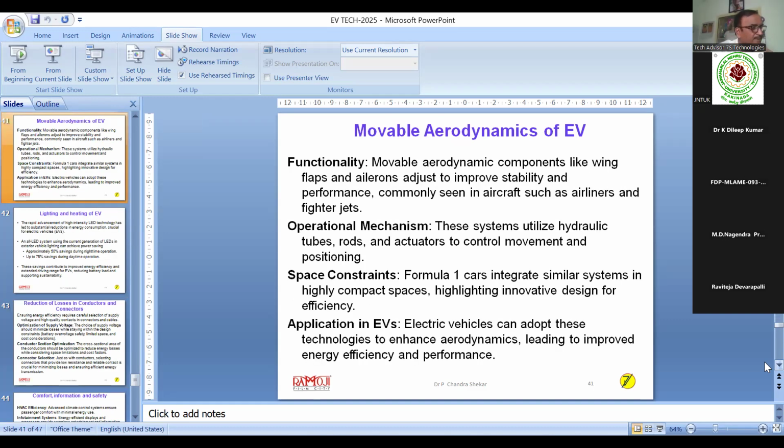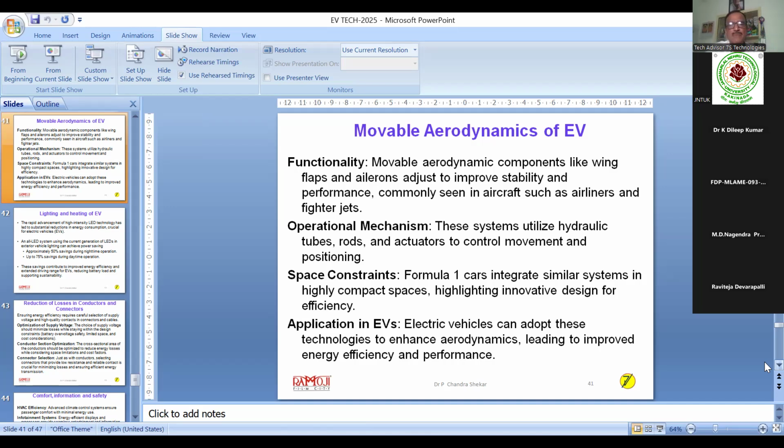Now we discussed so many issues. Now they said electric vehicles can have movable aerodynamics. If you can adopt some aerodynamics, the efficiency can still increase. Functionality: movable aerodynamic components like wings, flaps, and ailerons adjust to improve stability and performance, commonly seen in aircraft such as airliners and fighter jets. He says if you can modify the body also, it will increase the efficiency.